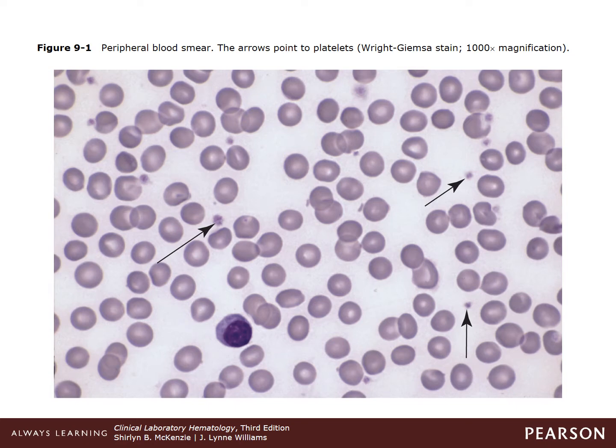Now, if the stains are improperly prepared, platelets can appear in small aggregates or clumped together. This appears with neutrophils too, where platelets can clump around a neutrophil, called platelet satellitosis.